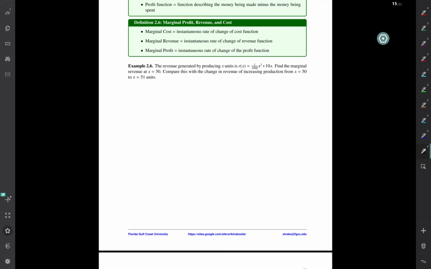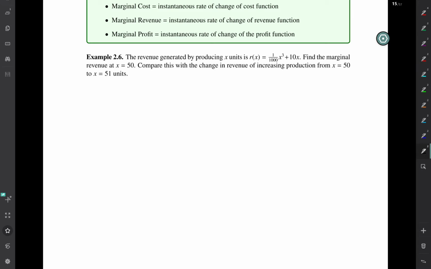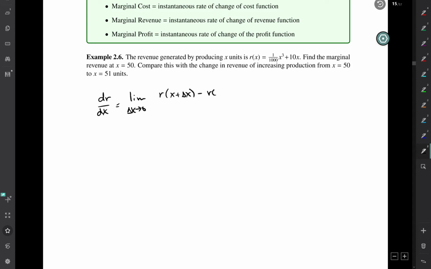Okay, in example 2.6, we want to find the marginal revenue at x equals 50 when the revenue is given by the function r of x equals 1 over 1,000 x cubed plus 10x. Now, to find the marginal revenue, you need to find the derivative dr dx, which we've defined to be the limit as delta x goes to 0 of r of x plus delta x minus r of x all over delta x.